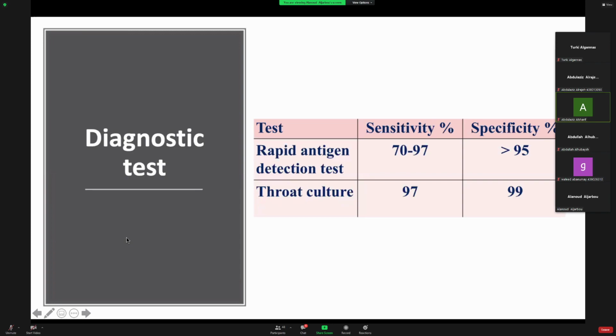For diagnostic tests, you have the rapid antigen and you have throat culture. Rapid antigen is rapid and can be done quickly in the emergency room, and it has high specificity. That means if it is positive, you are ruling in the disease. But the problem is it has lowish sensitivity, ranging from 70 to 90s. So if you have a negative test, you should do a throat culture and wait for the result prior to prescribing antibiotic.